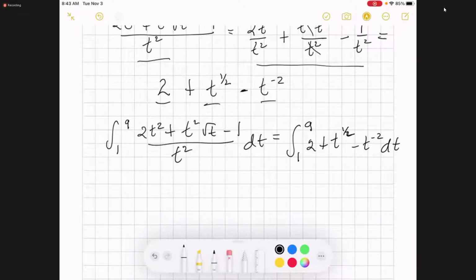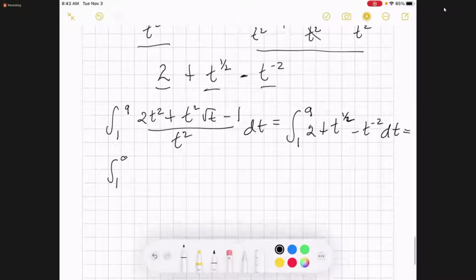Okay, and then I can break that up into a sum of integrals, or you can just do it in your head if you wanted to. That's going to be 2 plus 9 to the 1/2 minus 9 to the negative second, all over 9. Oh, I think you're jumping the gun. We want the antiderivatives first. Okay, but let's go back.